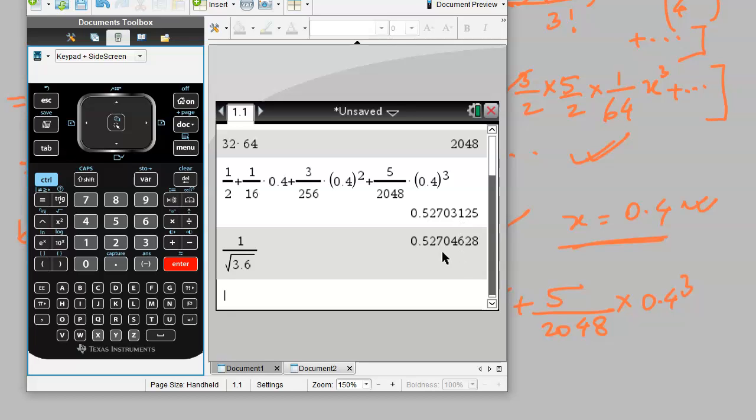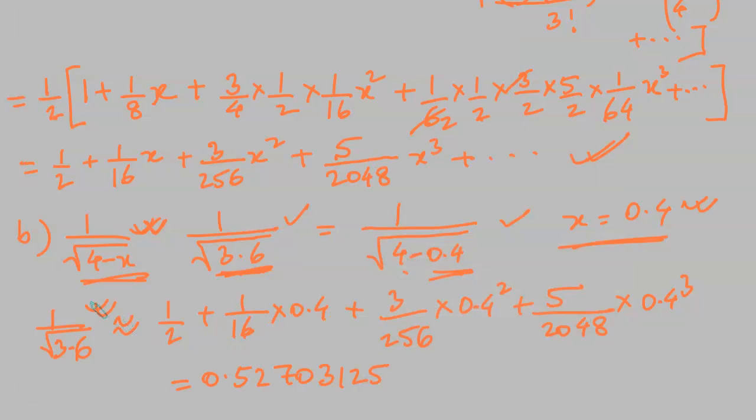Okay, therefore we are seeing, and obviously the accuracy will be increasing as we take more number of terms. We have taken only the first 4 terms. So the accuracy will definitely increase if instead of the first 4 terms we take say 6 terms. Okay, so this was the answer for 1 over under root 3.6 using the binomial expansion.